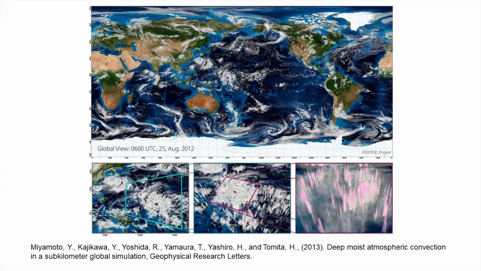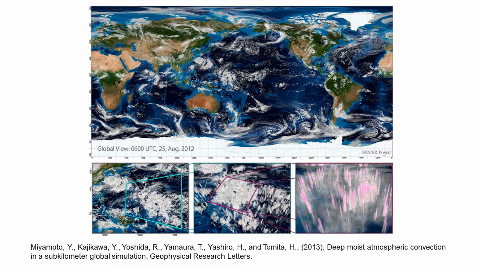The study of atmospheric convection is a prominent field in meteorology. It is almost exclusively studied by computational fluid dynamics. For example, in 2013, Miyamoto and colleagues attempted a global simulation of deep atmospheric convection. Even though they used a spatial resolution of less than 2 kilometers, they have not achieved convergence.